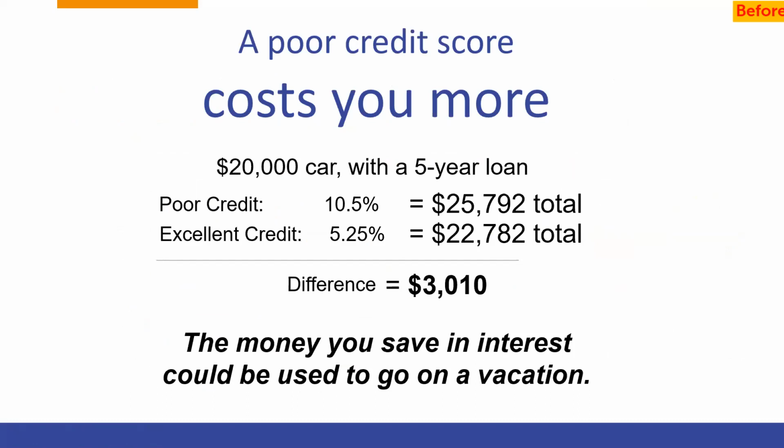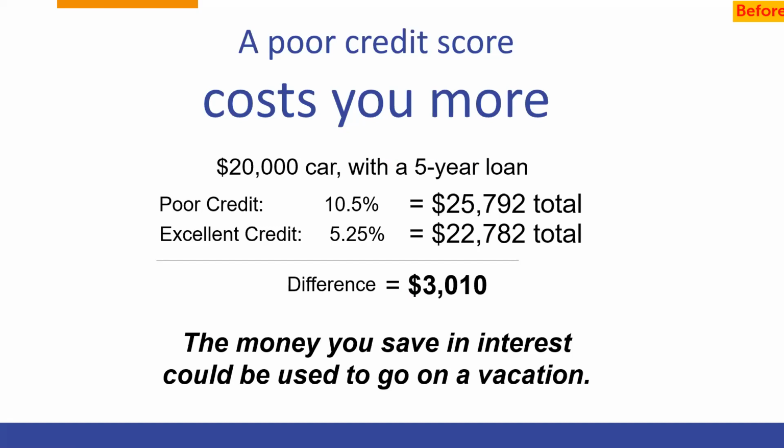The information is up on the top. It says a poor credit score is going to cost you more. It gives an example: you bought a $20,000 car with a 5-year loan. With poor credit, with excellent credit, here's what the difference is. You're actually paying $3,000 more for the same car, whether you have good credit or bad credit. And then at the very bottom, there's a little note that says the money you save you could use to go on vacation. So this is the generic, boring slide.